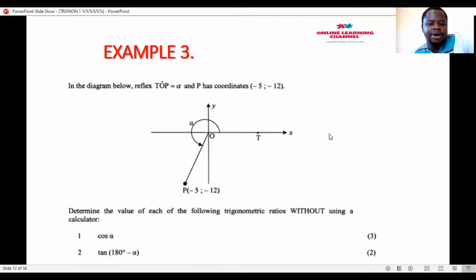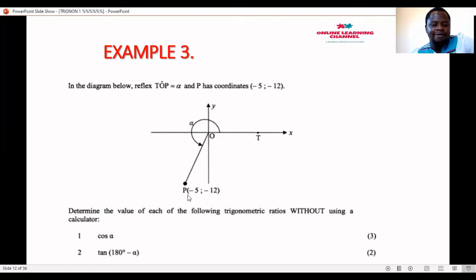Now, let's look at example number 3. In the diagram below, the reflex angle TOP is equal to alpha. There's a coordinate of negative 5. So the coordinate here is x and y: negative 5 and negative 12. Here your x is negative 5, and your y, this side, will be negative 12. Then determine the value of each of the following using ratios without the use of a calculator.